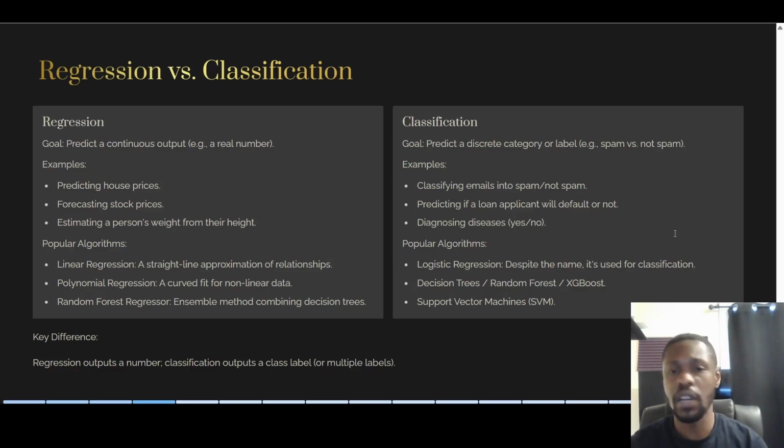And so other examples of where we would use a classification model is if the goal is to predict if an applicant will default on a loan or not. Is this person approved for a loan? Yes or no? Or diagnosing a disease. Does this person have this particular disease? Yes or no? And so classification is all about classifying or categorizing this piece of data. And so it's much more binary. It's much more yes or no. The answers are much more limited.